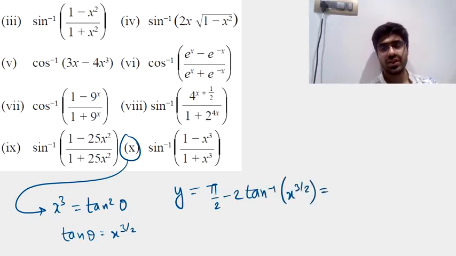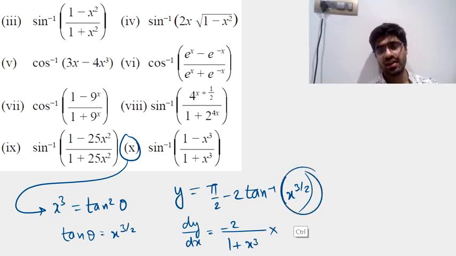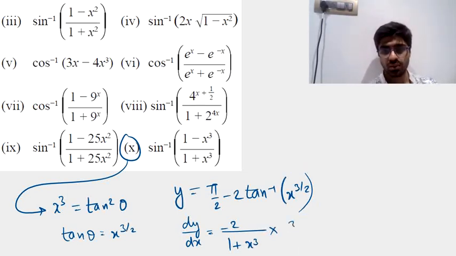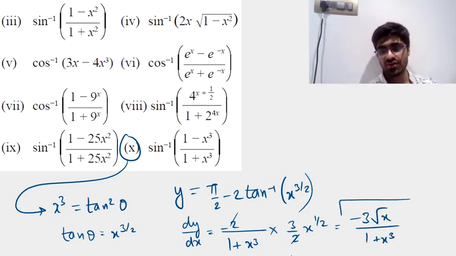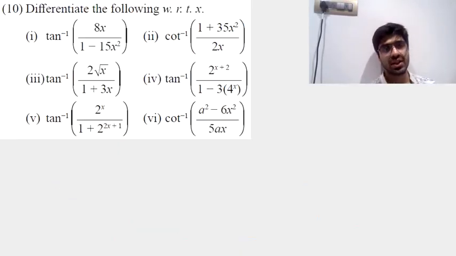Yeah, so I have the dy by dx expression as 0 minus 2 upon 1 plus the square of this, which is x power 3, into the derivative of this, that is 3 by 2 into x power 1 by 2. So this should be equal to, 2 gets cancelled here and here. So you have minus 3 into root x, the whole upon 1 plus x cube, and that is the final expression of dy by dx for the 10th question.